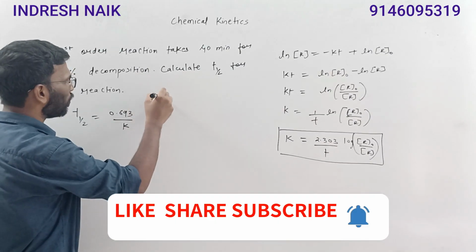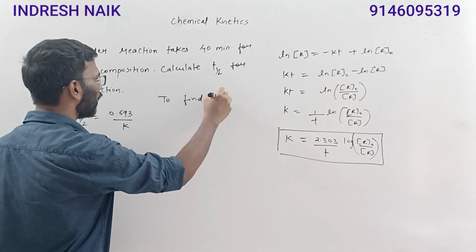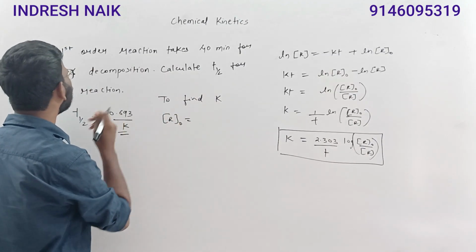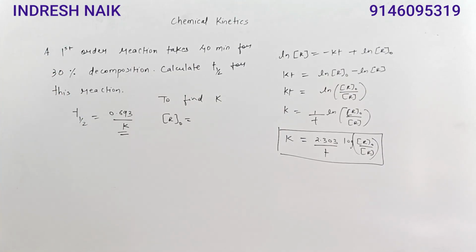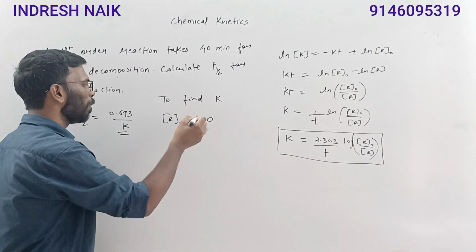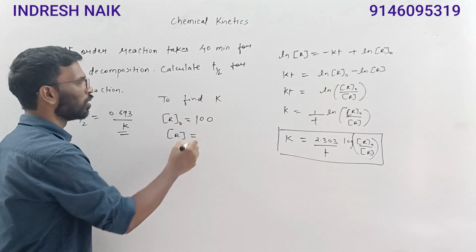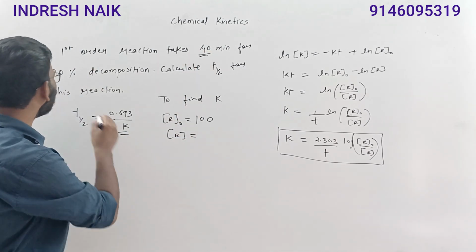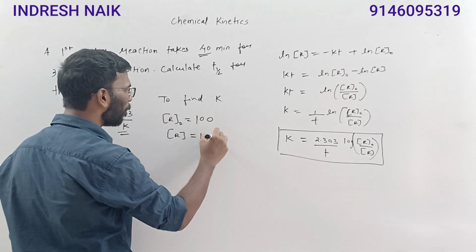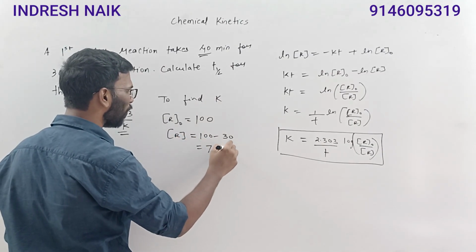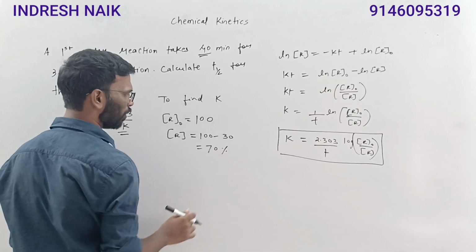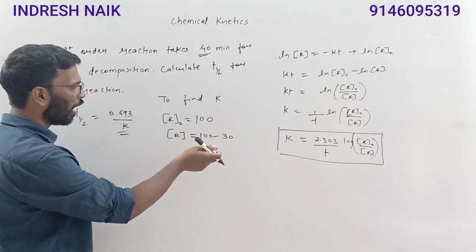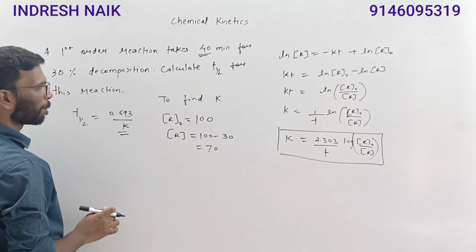So to find k, I need to substitute over here. The initial concentration is not given. What is said is 30% decomposition. Let's say initial is 100, and 30% is decomposed, so how much is remaining after 40 minutes? 100 minus 30, that is 70. We won't write the percent sign. This is the concentration. If this is 100, after 40 minutes 70 is remaining.